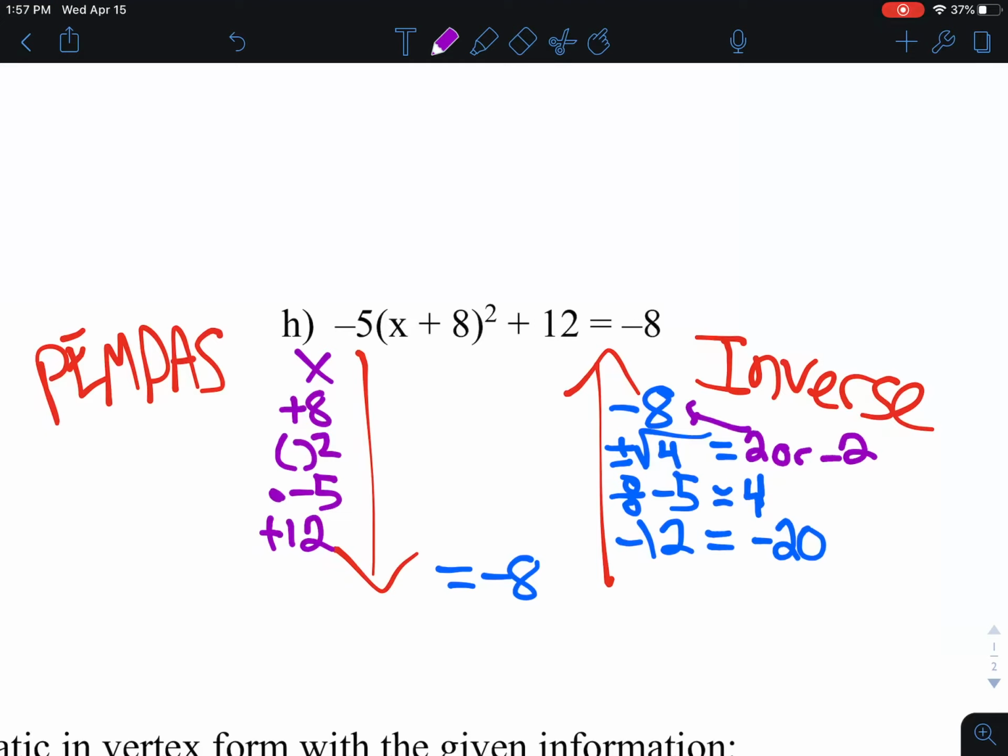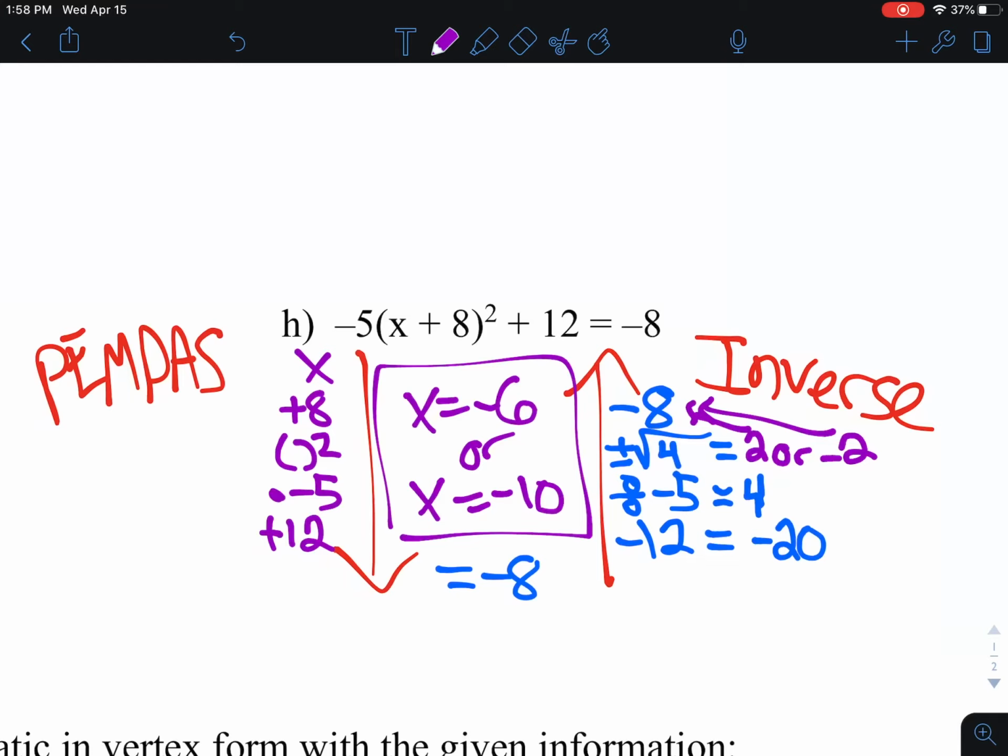I have to do 2 minus 8. 2 minus 8 is going to equal negative 6. So I get x equals negative 6, or I got to do negative 2 minus 8, which is going to be negative 10. So those are going to be my two answers. Again, these were my two x-intercepts if I was going to solve. Again, that is a review, really a first semester.